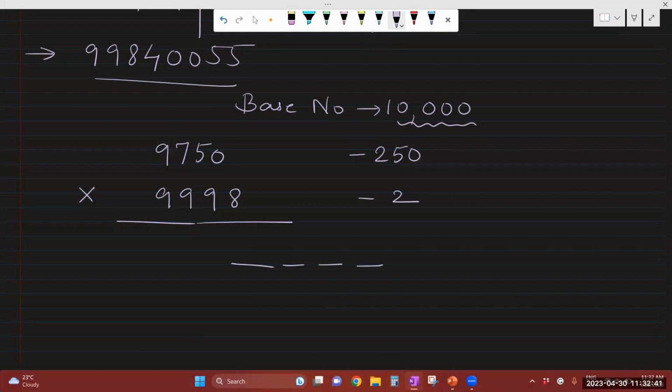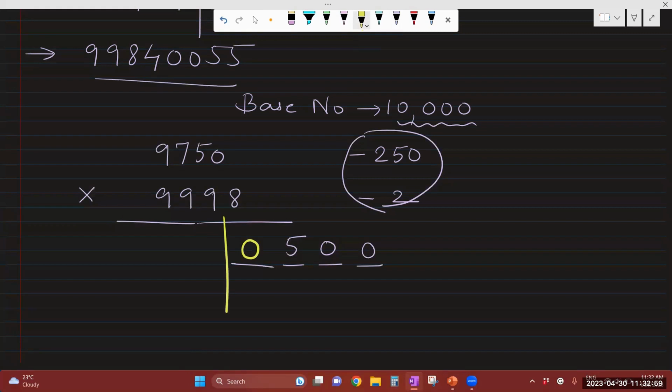The next step, who will answer? The product of these two. So 250 into 2 is how much? 500. So 500, 500. One blank is remaining. So what am I going to do? I'm going to put a 0. So this part is ready.